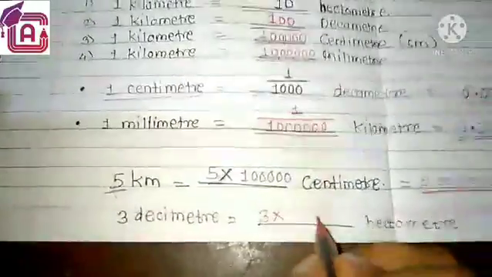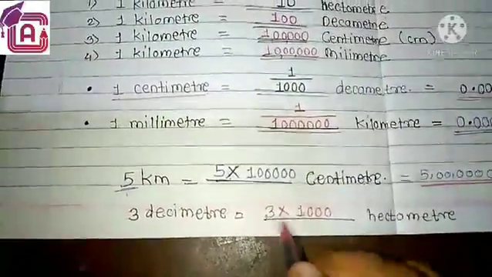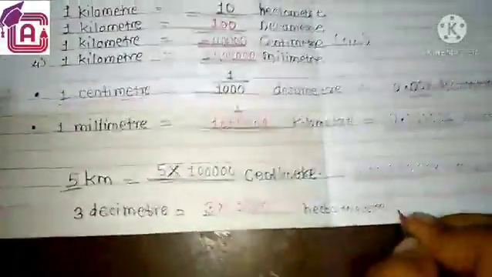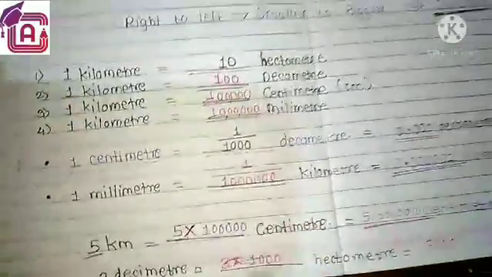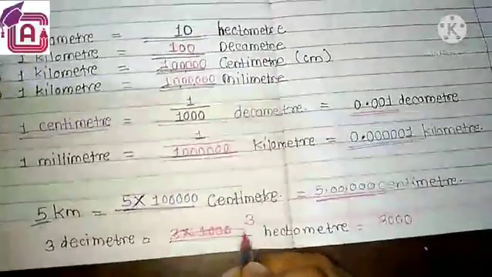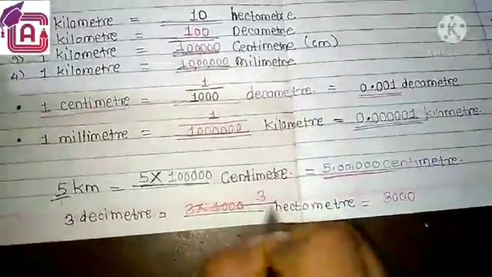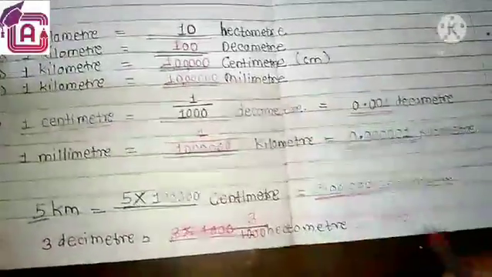So I'm writing a 1, how many zeros? 1, 2 and 3. So 3 multiplied by 1000 is equal to how many? 3000. Sorry. When we are going towards the left, we have to perform division. So on the numerator, write down 3 and on the denominator the number is 1000.